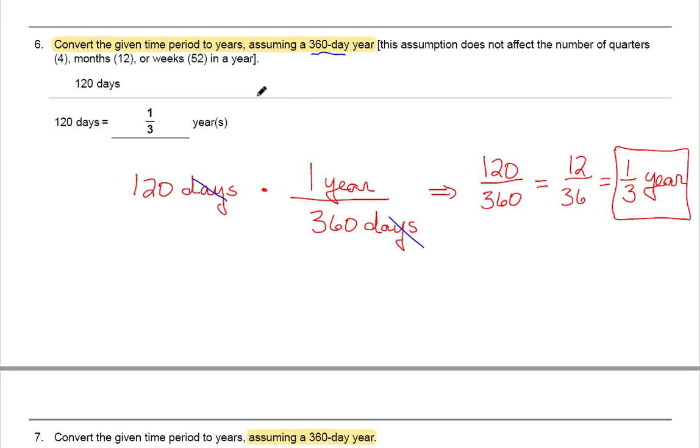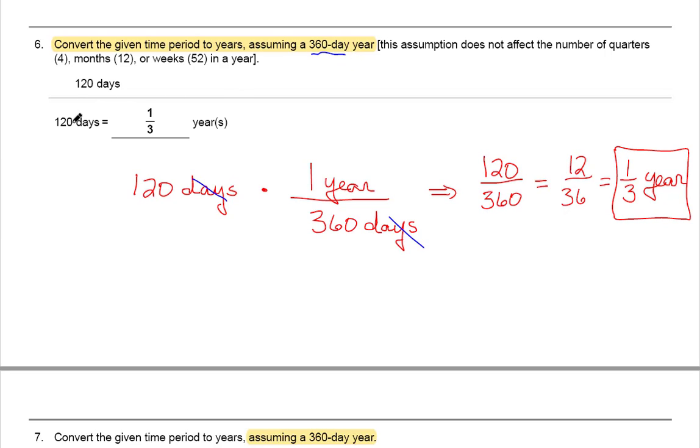All right, in question 6 and the next few problems, we're going to assume that a year is 360 days. Now, that's called a banker's year. The textbook will tell us when they want us to use that. Now, that's not going to change how many quarters there are in a year. There's still 4 quarters in a year. There's still 12 months. There's still 52 weeks. It's only an assumption on the days.